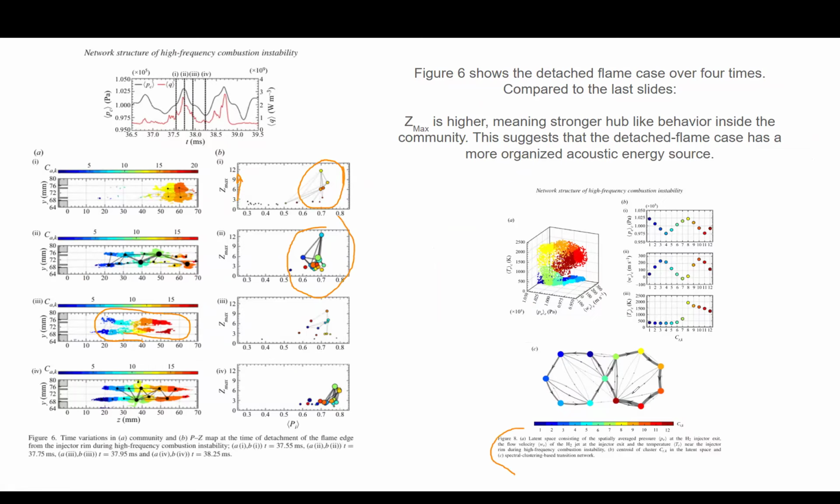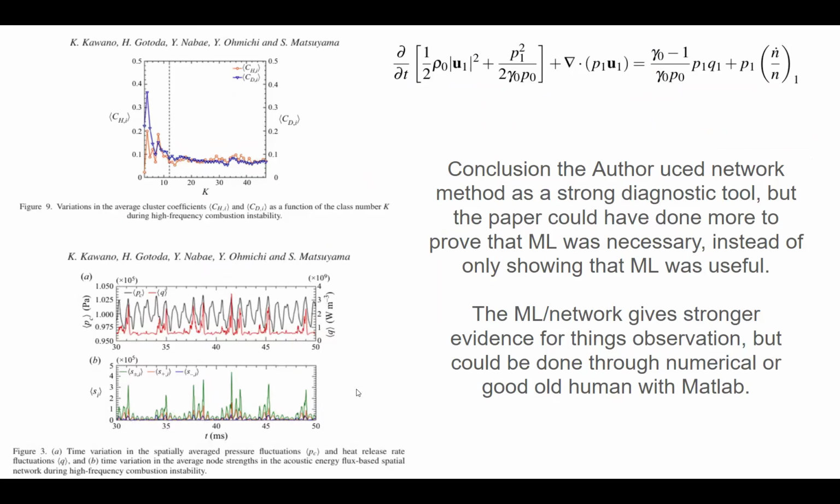And I believe this is the only part where the neural network was actually useful, because it did tell you that I believe this thing induced some kind of source energy term or something. But other than that, I can clarify something interesting. The authors used the network method as a strong diagnostic, but the paper could have done more to prove that machine learning was necessary, instead of only showing that memory was useful. So the neural network gives strong evidence for this observation, but it could have gone the old-school way with humans.